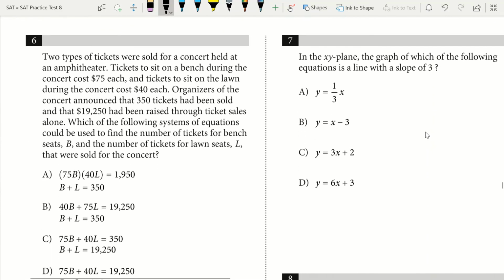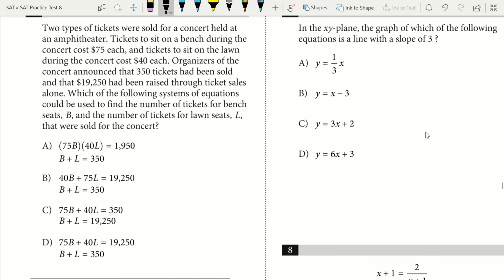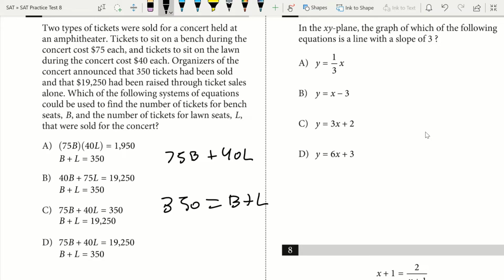Question 6. 2 types of tickets were sold for a concert held at an amphitheater. Tickets to sit on the bench cost $75 each, so 75B, and tickets to sit on the lawn cost $40 each. Organizers of the concert said that 350 tickets had been sold, so that's going to equal our bench seats plus our L seats, and that $19,250 had been raised through ticket sales.